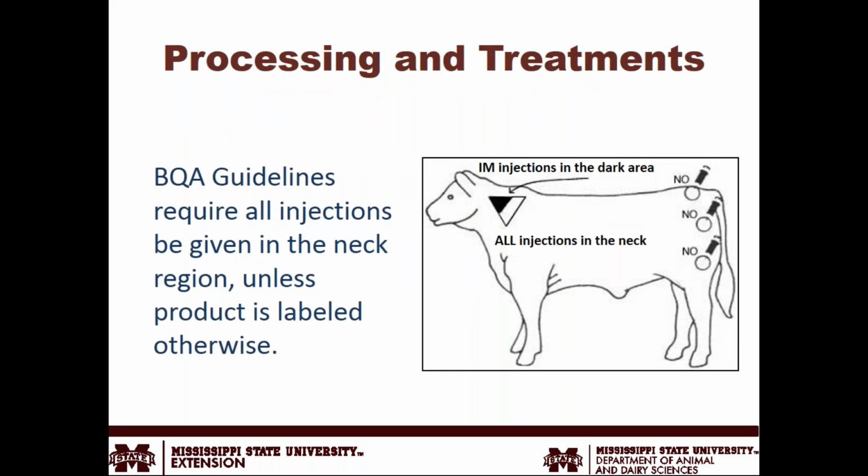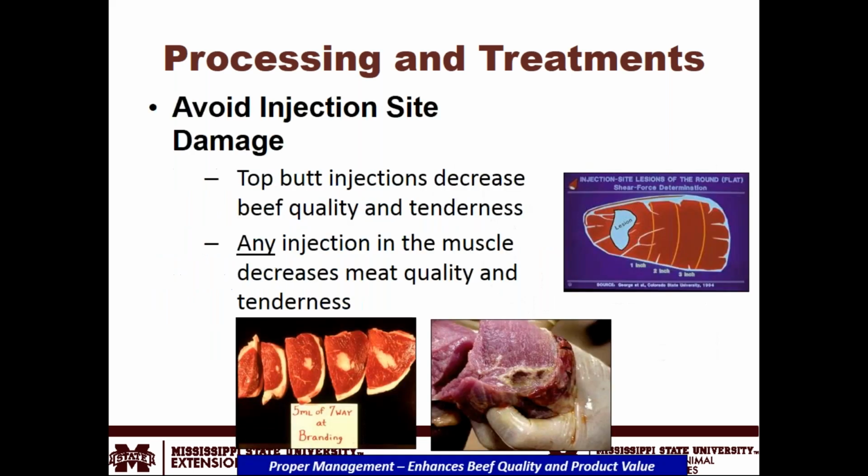So practicing proper injection site management is something that's really important. So using proper restraint and facilities, if we're treating with an antibiotic, no more than 10 cc's per site. If it's a smaller animal, we want to make sure it gets less. We want to give injections at least 4 inches apart, and all injections should be given in front of the shoulder. So what I'm talking about here is kind of the hallmark of the Beef Quality Assurance Program. So our BQA guidelines require that all injections are given in the neck region.